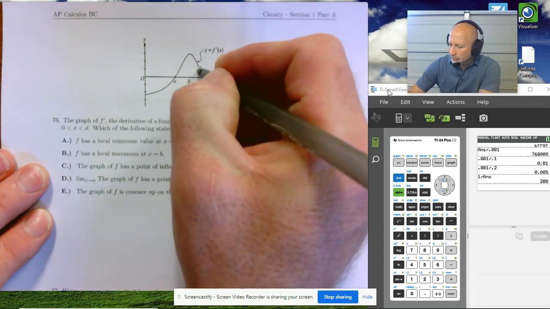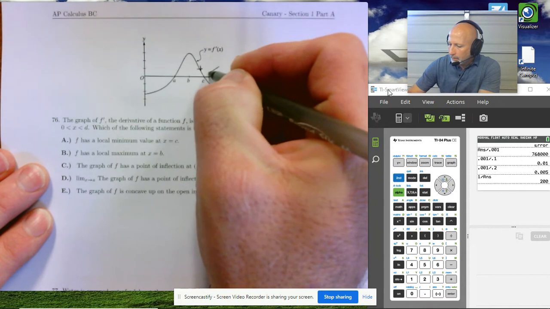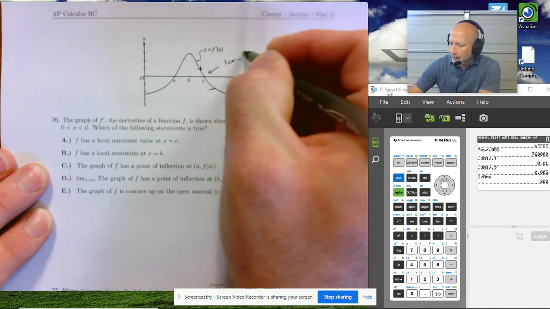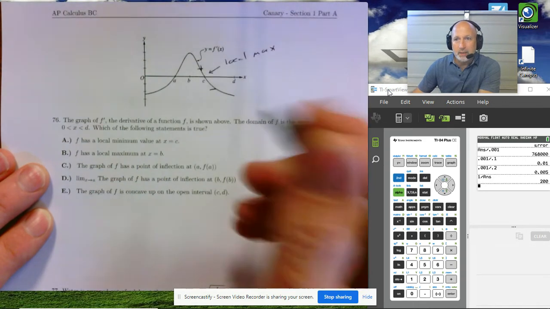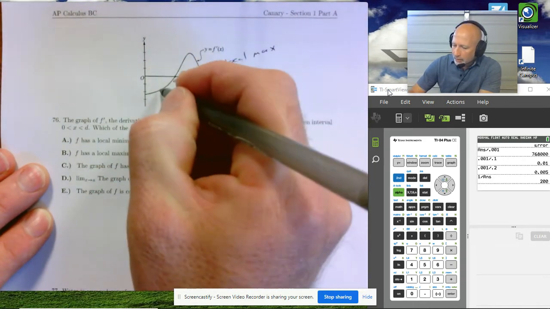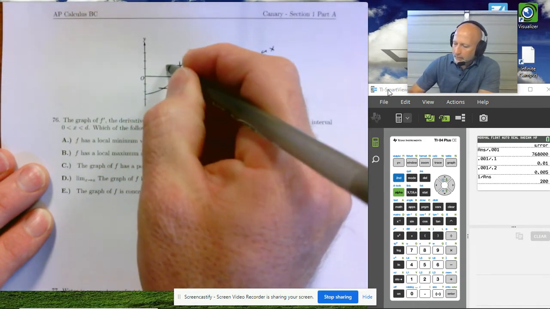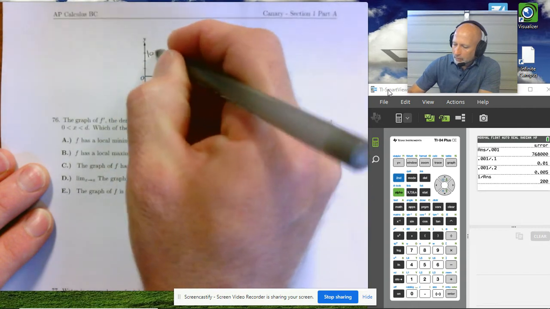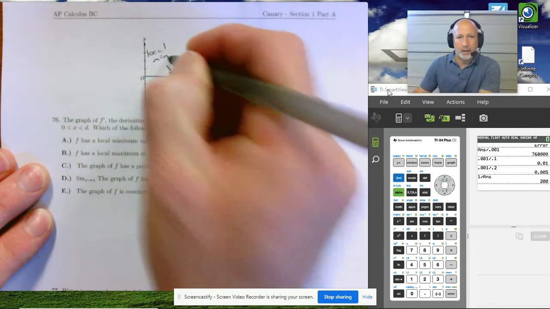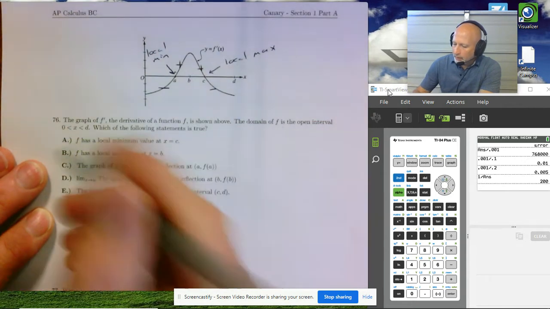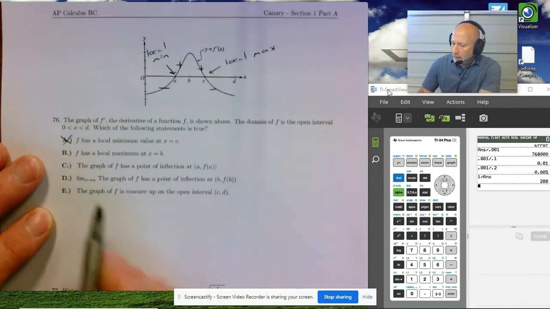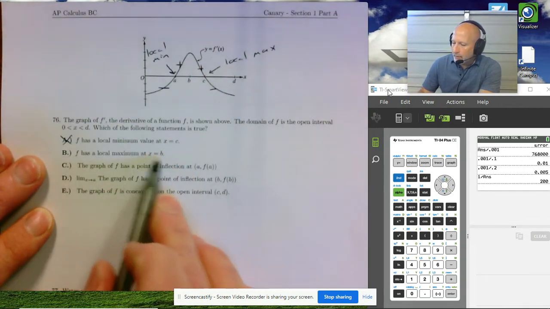The derivative is going from positive to negative there. That means that this is a local max. Okay, furthermore, so we just get into this while we're here. The derivative here goes from a negative to a positive. That means there's a local min value there. Okay, so A, f has a local minimum at c. That is false. Okay. B, f has a local maximum at x equal to b.